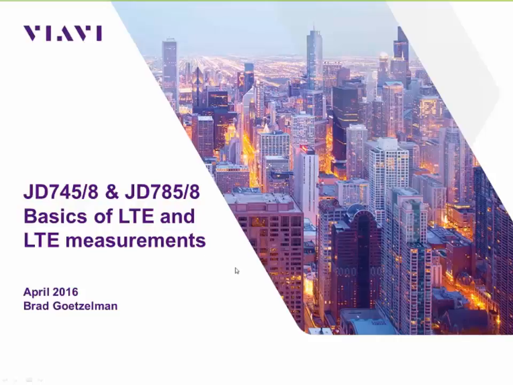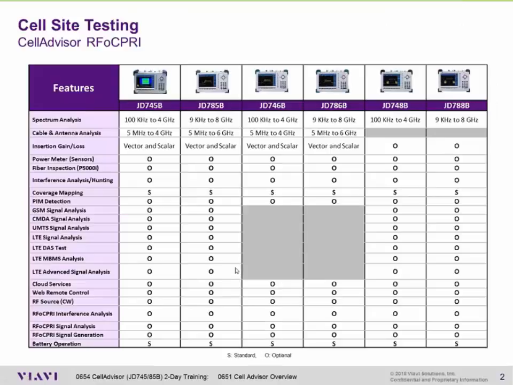Again, today we're going to talk about the basics of LTE and some of the LTE measurements you can make with the base station analyzer. That actually applies to the 745 or 785 or the 748 or 788. All of these otherwise have signal analysis as part of the product line and what they support. That's shown here on this chart. This is part of the product family of the CellAdvisor.